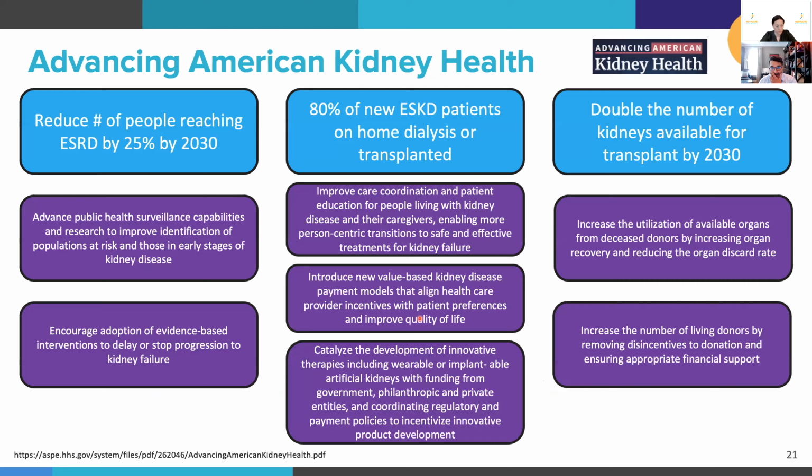This past, I guess it's been 2 years now, there's been this executive order called the Advancing American Kidney Health Act. And this has been something that's tried to improve what we do with dialysis care, but also increase the number of kidneys available for transplant. So the goal with this was, one, to reduce the number of people reaching end-stage kidney disease by 25% by 2030. I'm just going to read these top ones because these are the most relevant pieces.